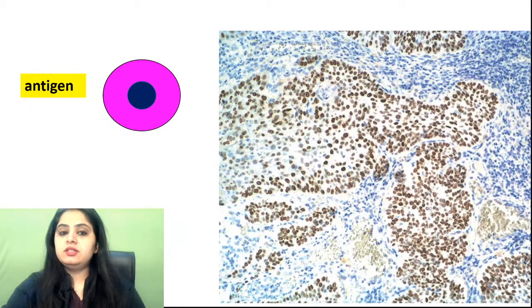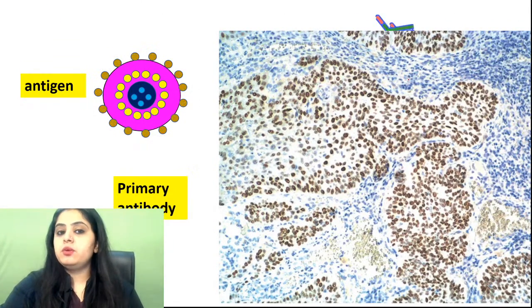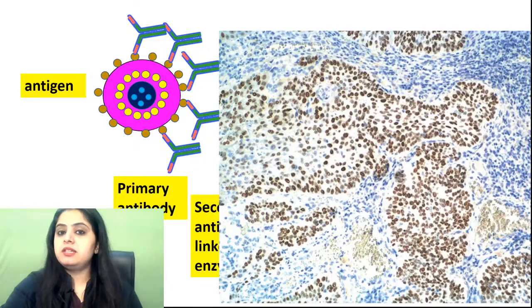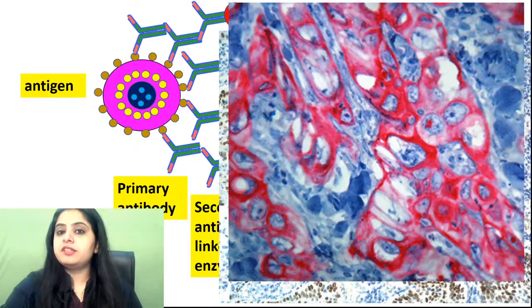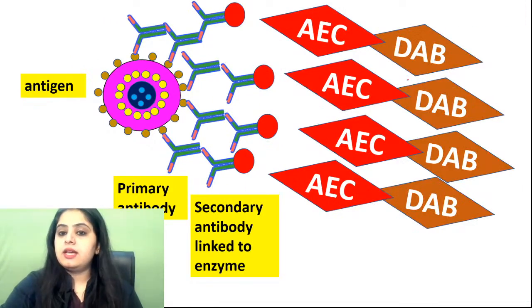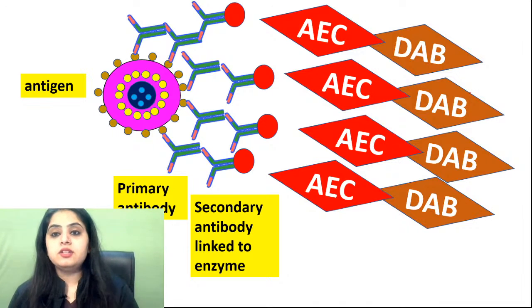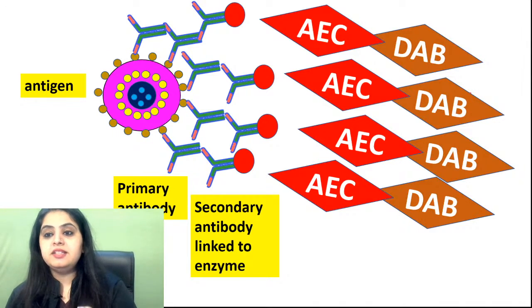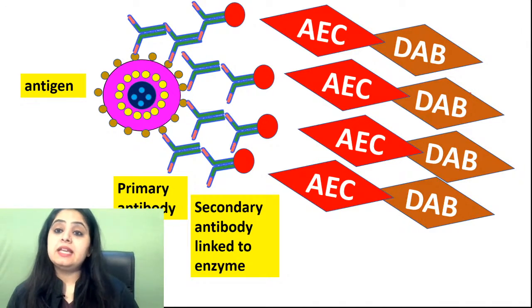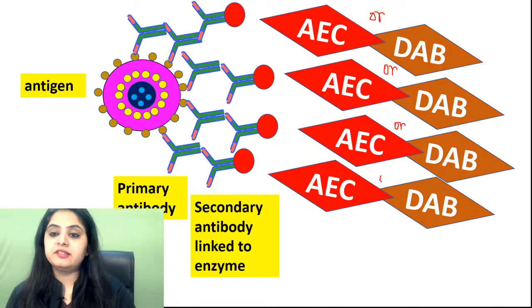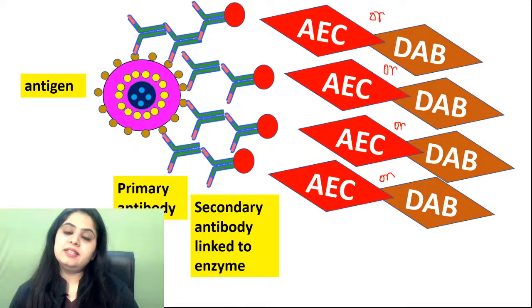I've got an antigen, after which I've got some primary antibody, I've got some secondary antibody, and I've got AEC. So I've got a primary antigen, a primary antibody, secondary antibody, AEC or DAB. AEC or DAB is what I've got. So what technique is this? I think everyone knows this.